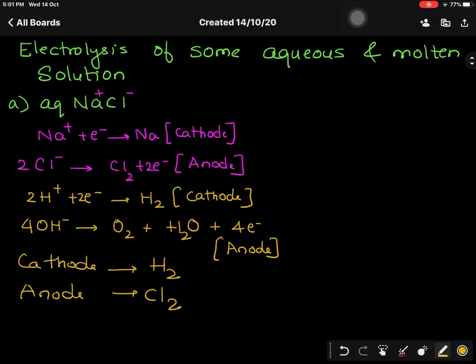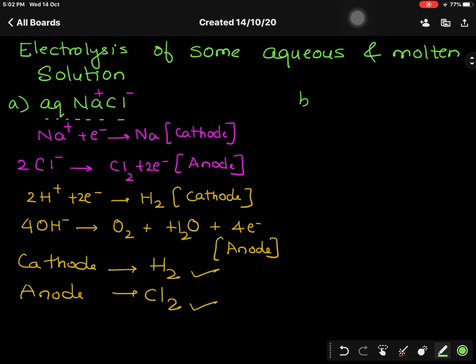Please remember, electrolysis of aqueous NaCl solution will give hydrogen at cathode and chlorine at anode. So for Na plus and H plus, H plus has got a higher reduction power, therefore H2 will be liberated faster, and out of the Cl minus and OH minus, that negative ion, which is a single ion, will migrate faster towards anode. That means its oxidation potential is higher, and that is why at anode product is Cl2.